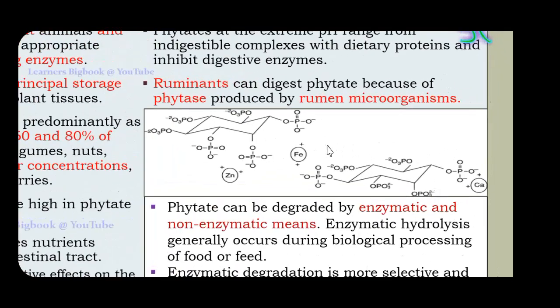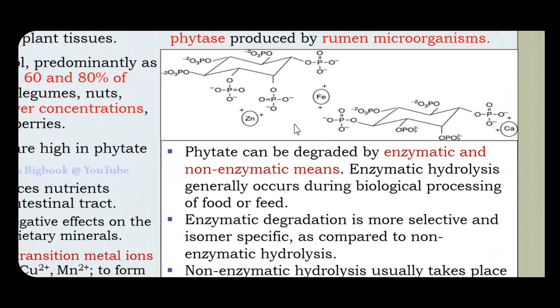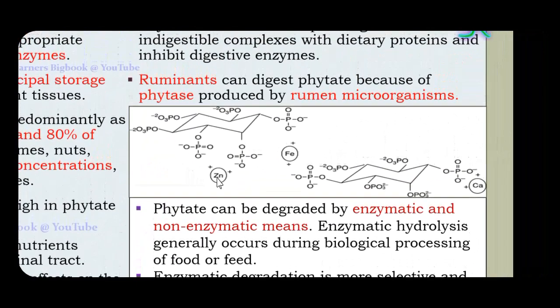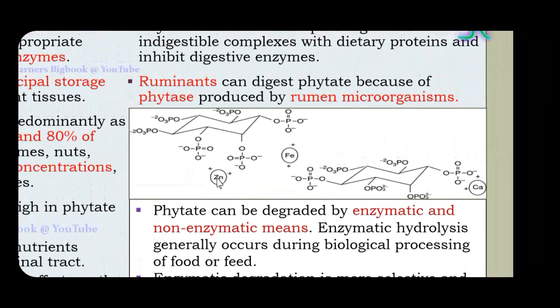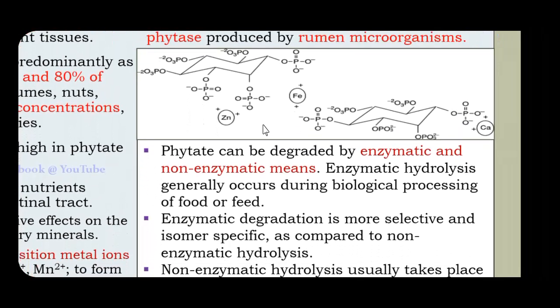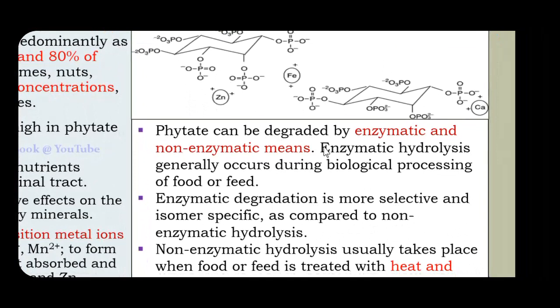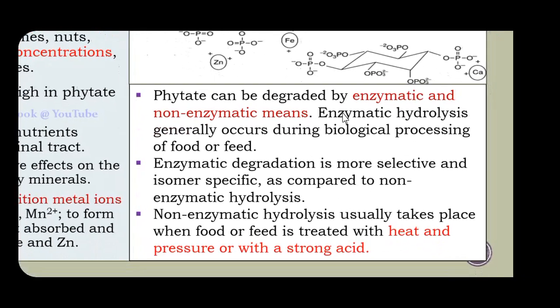Now here, when you see the structure, you can see phosphorus is reacting or chelating with the transition metal ions, zinc, iron, calcium, like this. They make complex structures which prevent these particular metal ions from being absorbed by the digestive system.